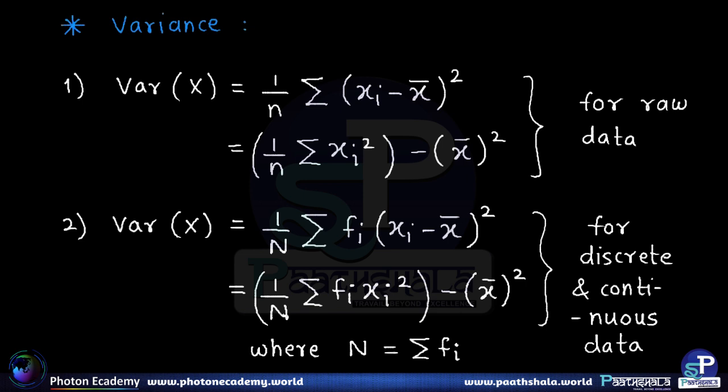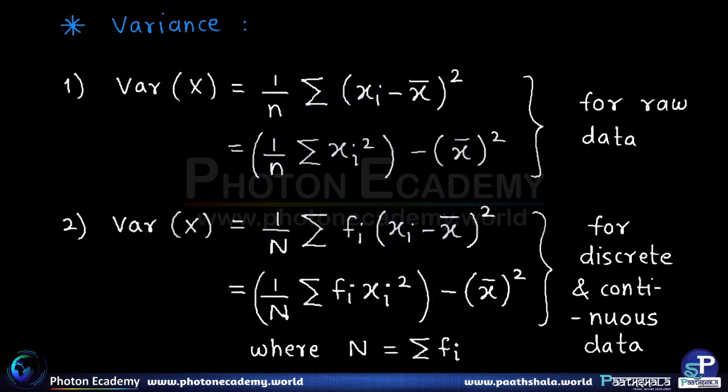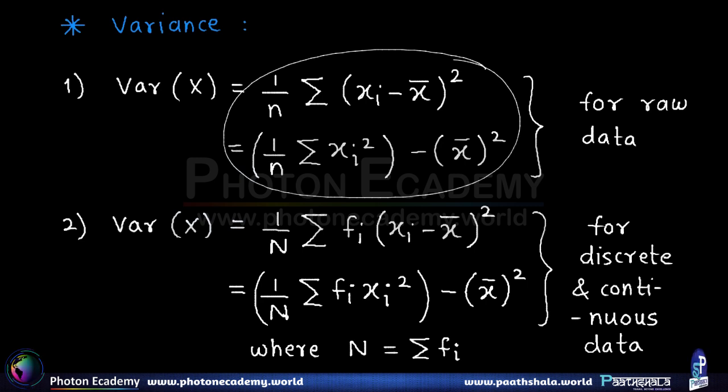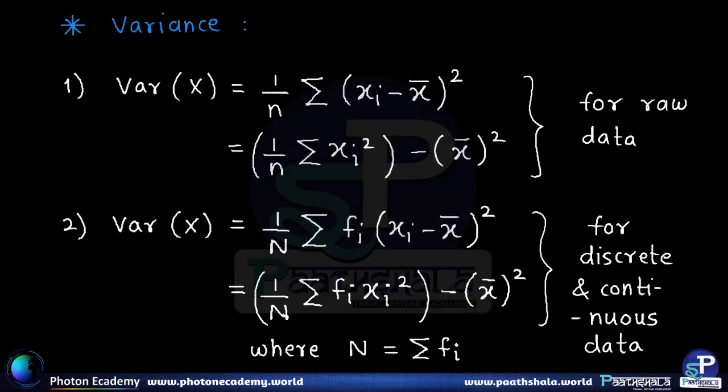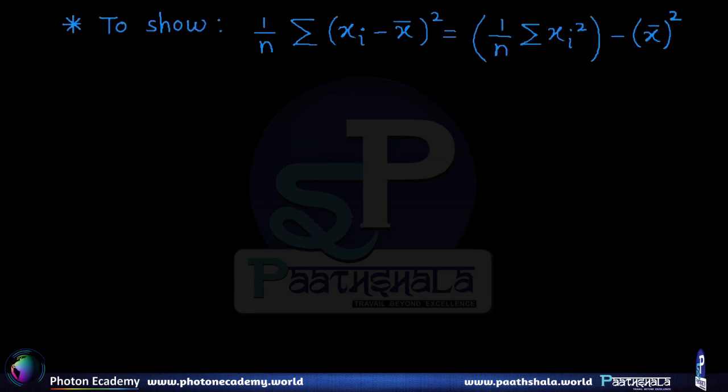In case of discrete and continuous data, you see that there is just the addition of one factor of fi, as we have seen in the previous formula. Apart from that, the rest of the terms are exactly the same as raw data. Now you may wonder from where these two formulae come, that is, how they are equal to each other. So let us derive them. Both are merely two different forms of the same formula. So we go ahead and prove the relation as shown here.